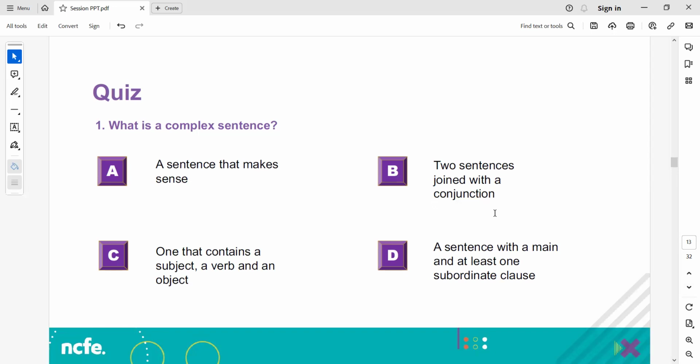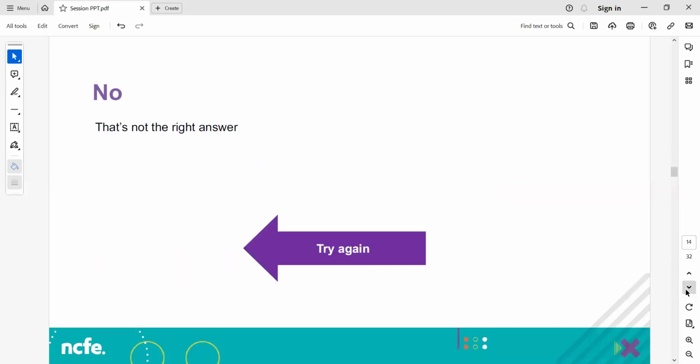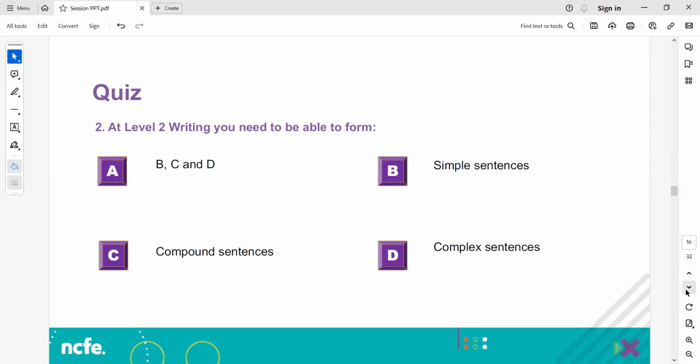So two sentences joined with a conjunction, that's a compound sentence, two sentences put together, and a subject, verb and object is a simple sentence. So at level 2 writing, you need to be able to form simple sentences, compound sentences, complex sentences, or all of those. So when you're doing your level 2 writing assessment, do you need to use simple sentences? Should you have some simple sentences in your writing? Yes. Should you have some compound sentences? Yes. And complex sentences? Yes. So it's all of those.